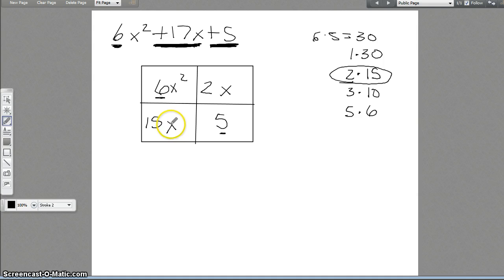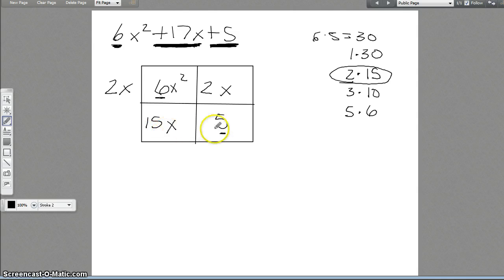Now we have to figure out what our factors are. For our first row, what is our greatest common factor? Well, if we look at the coefficients, we have a 6 and we have a 2. The greatest common factor between a 6 and a 2 is a 2. Now we look at our variables. We have an x squared and we have an x to the first power. Whenever you're dealing with variables, if every term has the variable, then your greatest common factor is going to be the lowest degree you have of that term. Our lowest degree is x, so this is going to be 2x.